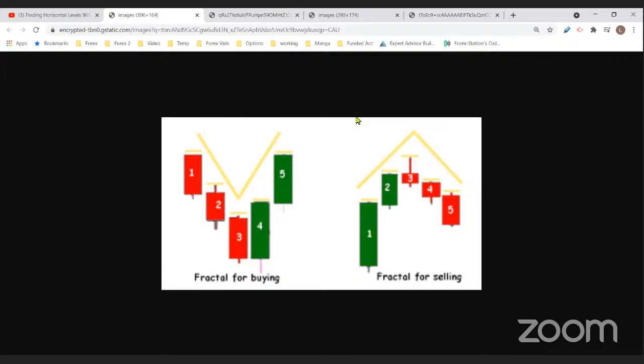Fractals usually come in odd numbers. So you've got the 5 fractal, and you can also have the 3 fractal, 7 fractal, 9 fractal formation. It can be in even numbers, but that's to a lesser extent. For even numbers, the visual representation will be more like a chart pattern, I would say.